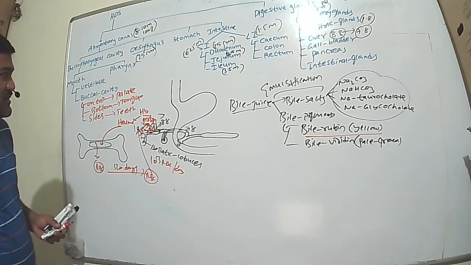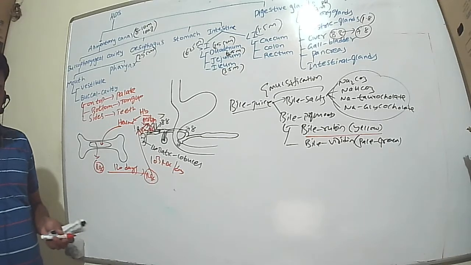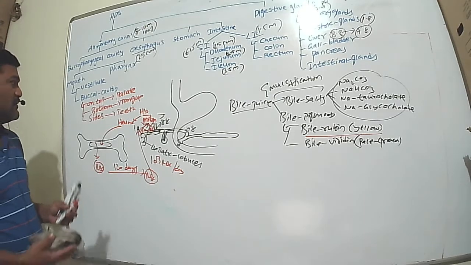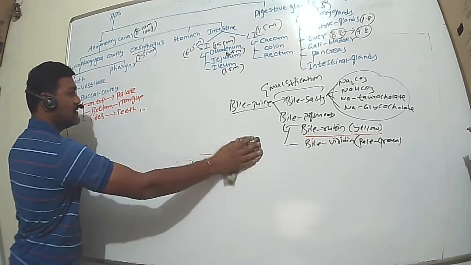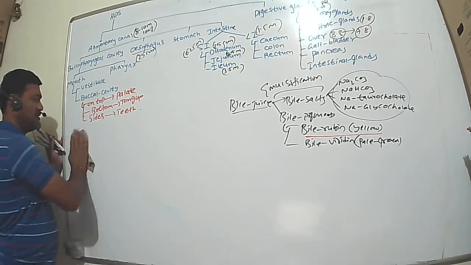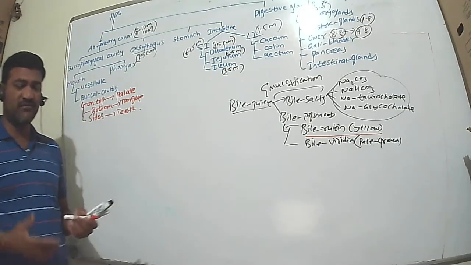Okay, so that is a function of the liver. Liver has a lot of functions. The Greek word for it means a helper, meaning it helps everywhere. It has more than 3000 functions. It helps in deamination and detoxification.